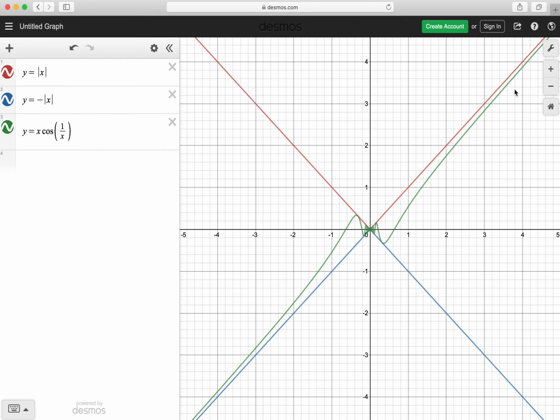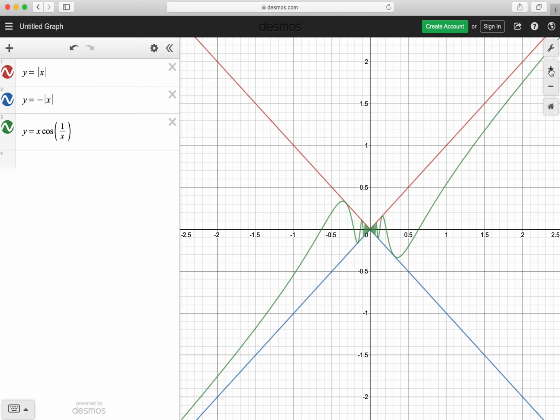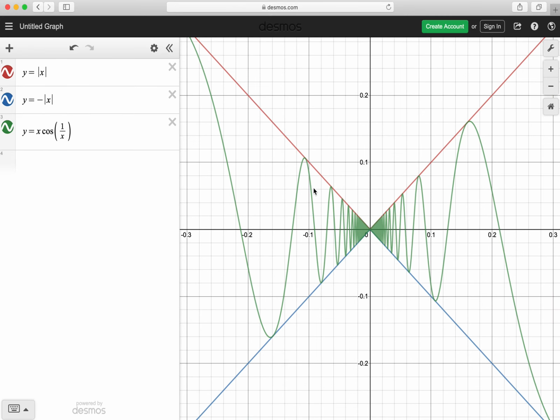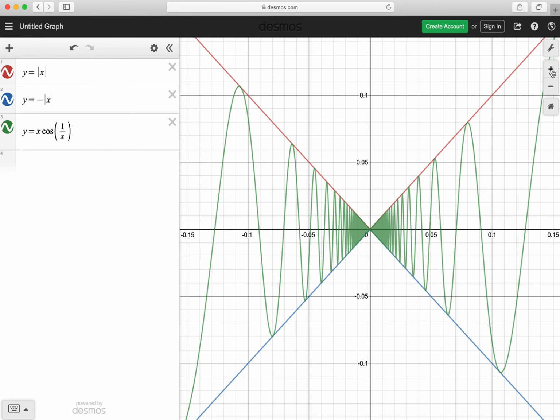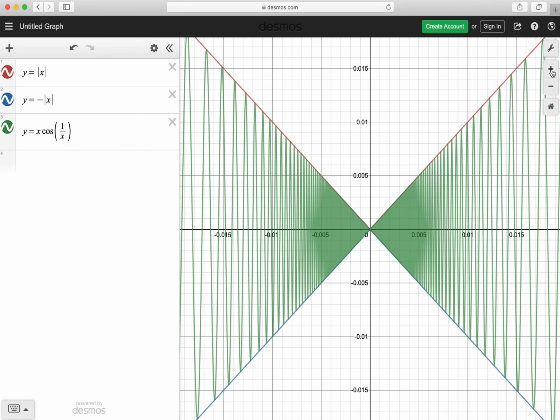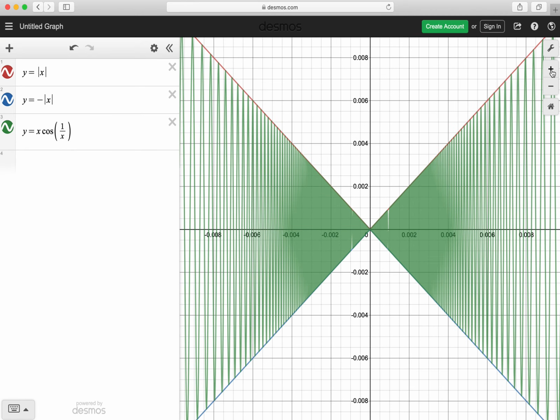Ooh, let's see what we've got going on here. I'm going to zoom in on this. Look at that, it's oscillating between those two functions. Look how perfectly it fits in between those absolute values. Now we've seen before that when a function oscillates like this, we can't actually find the limit. But it turns out we can, using this trick of the squeeze theorem. Look at that. How interesting is it that it fits so perfectly between those absolute values?